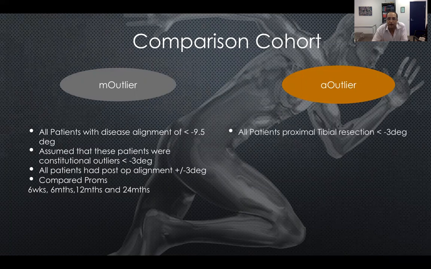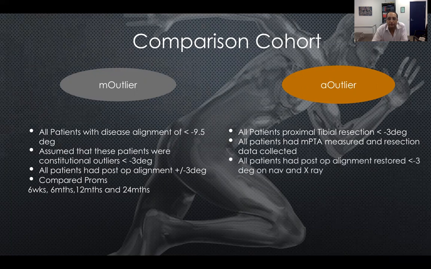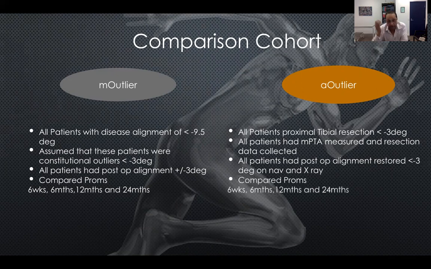And then for the anatomic outliers, all patients had a proximal tibial resection of more than minus 3 degrees. So their proximal tibia was resected outside of 3 degrees. All patients had a mechanical proximal tibial angle measured and resection data collected. All patients had post-op alignment restored outside of 3 degrees. So they were more in varus, on NAV and on X-ray. So essentially they were left in their constitutional outlier alignment. And again, we compared their PROMs as well.